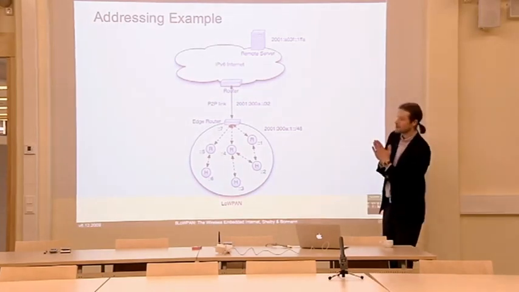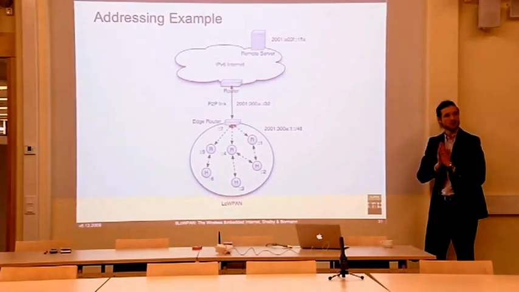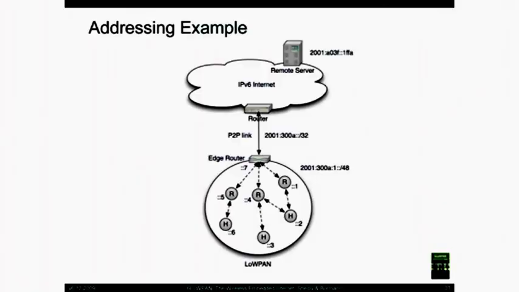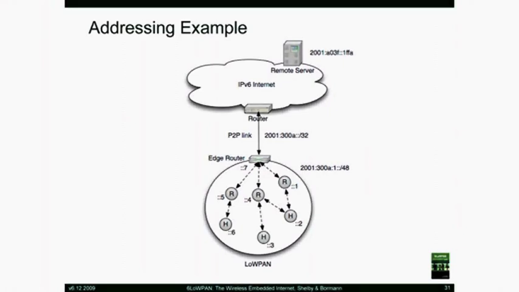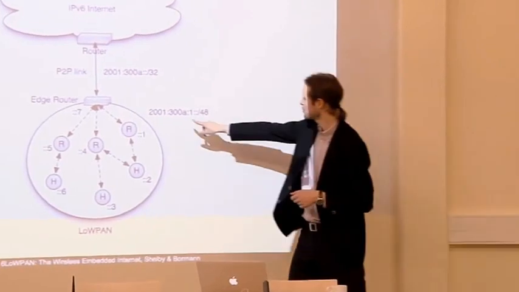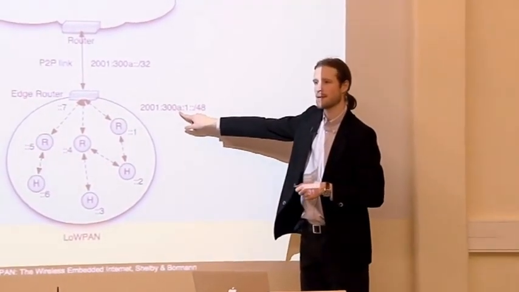I have a little example of addressing, too, what this might look like. For those of you that know a little bit about IPv6, what happens in a 6LoWPAN network is that we compress this thing down in such a way that the entire 6LoWPAN network, so this is the 6LoWPAN network, it's connected through a router to the internet. It shares the same network prefix. So in IPv6 we have network prefixes. Here it's 2001 300A, 1.